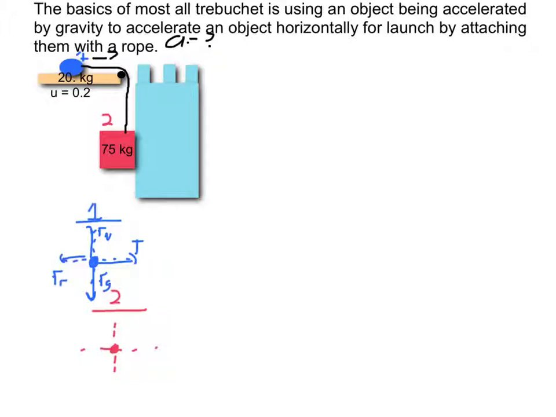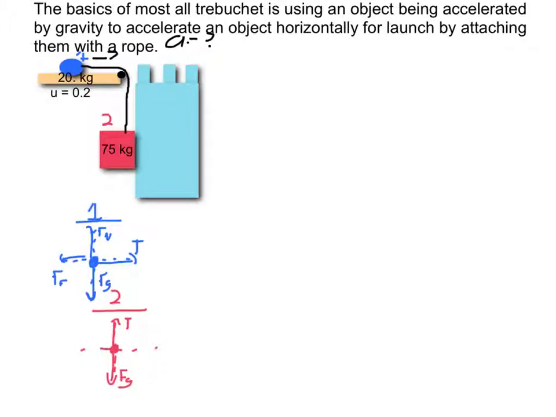Notice I drew friction a little bit smaller than tension because I'm assuming that we are going to accelerate to the right here, that friction isn't going to be able to balance out this massive counterweight. Object number two, I only have two forces. I have tension going up and gravity going down.